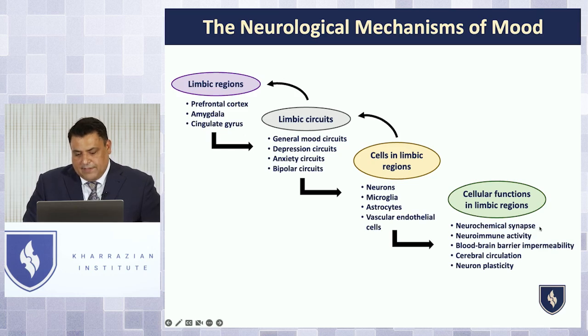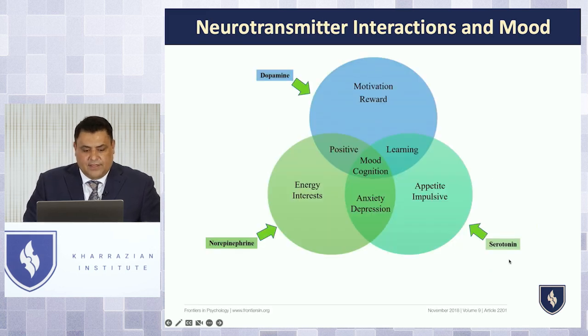And then these involve things like the synapse, neuroimmune activity, blood-brain barrier function, cerebral circulation, neuron plasticity. Okay, these are all other factors. So let's go over neurochemical synapses first. Ultimately, when you look at any kind of mood function, it's a combination of different neurotransmitters working in the areas of the limbic system to then impact mood, cognition, energy, interest, and so forth.